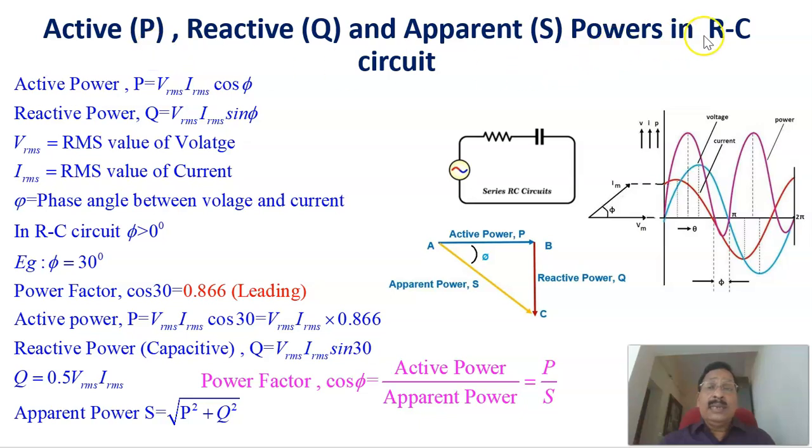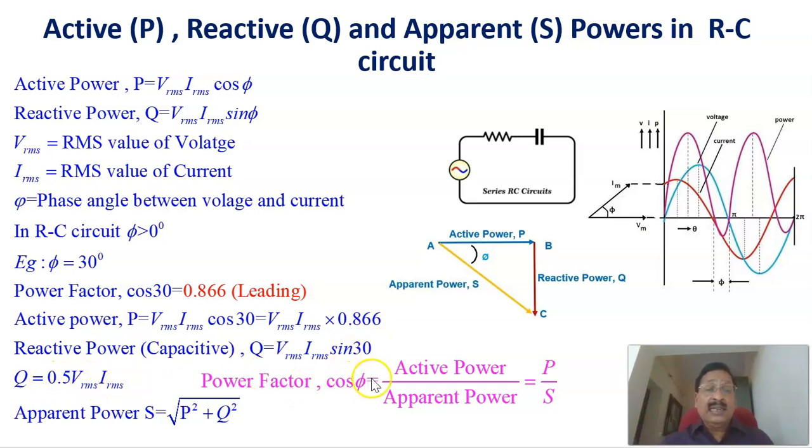Continuing the same for an RC circuit. Here the active power, as we have already seen, is Vrms Irms cos phi. Reactive power Q is equal to Vrms Irms sin phi. Here phi is the phase angle between the voltage and current. For example, phi equal to 30 degrees, but it's a leading power factor. The only thing is that it is leading. You can calculate the real power, which is Vrms Irms cos 30, that is 0.866, and reactive power equal to Vrms Irms sin 30, that is 0.5 Vrms Irms.